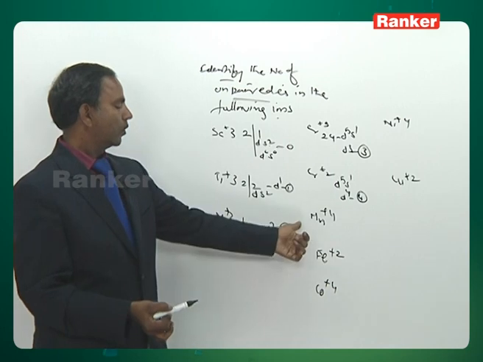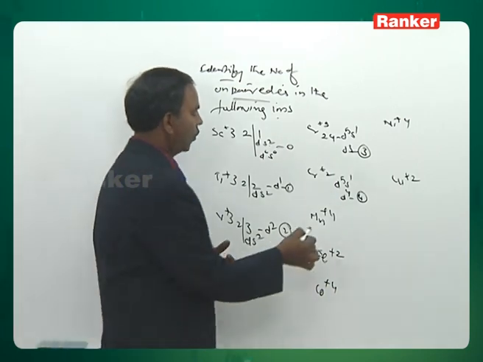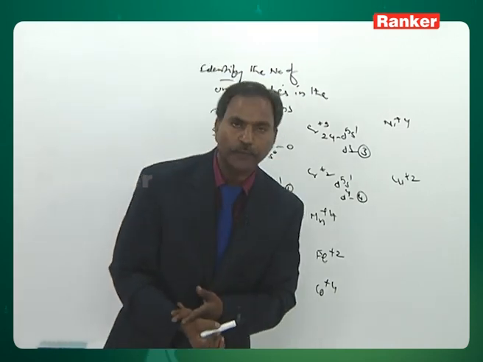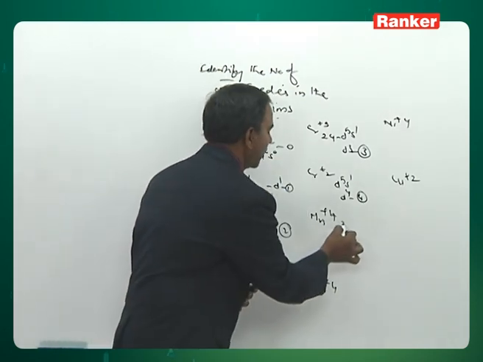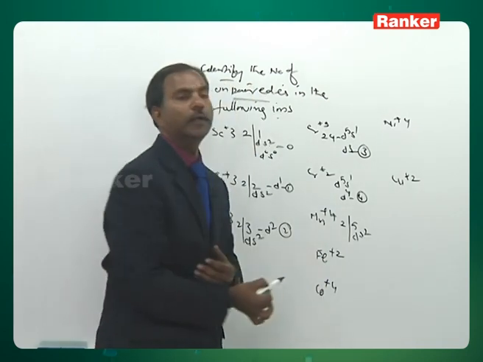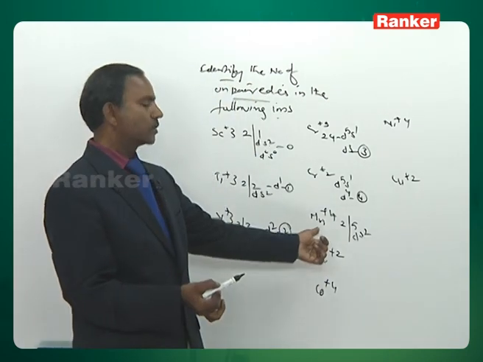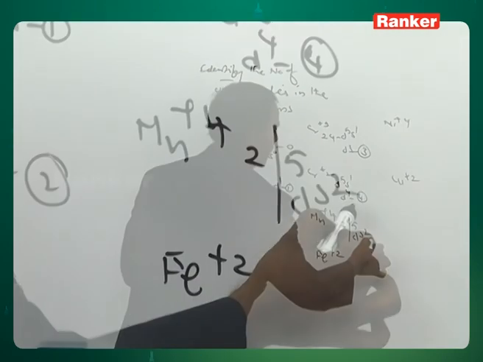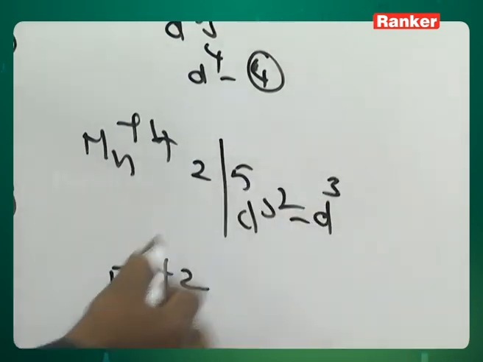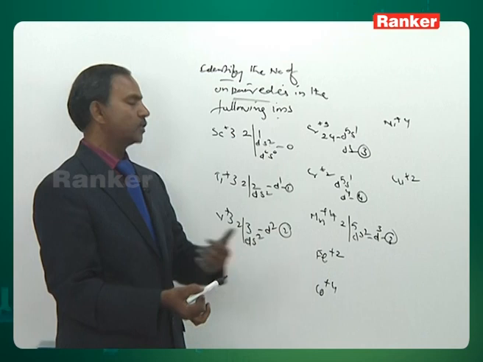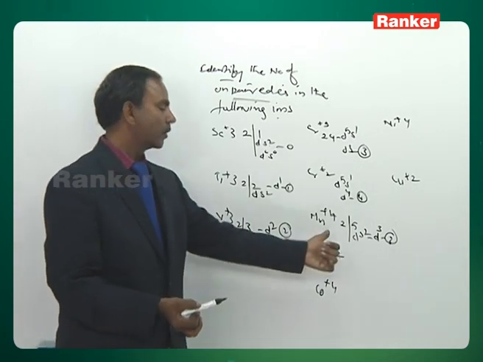Coming to this particular manganese plus 4. What is the atomic number of manganese? 25. Put a line in the middle. Then it will be D5S2. How many electrons lost from here? 4. Out of 7, 4 is lost. Then the remaining configuration is D3. D3 means how many unpaired electrons? 3. So manganese plus 4 carrying how many unpaired electrons? 3.